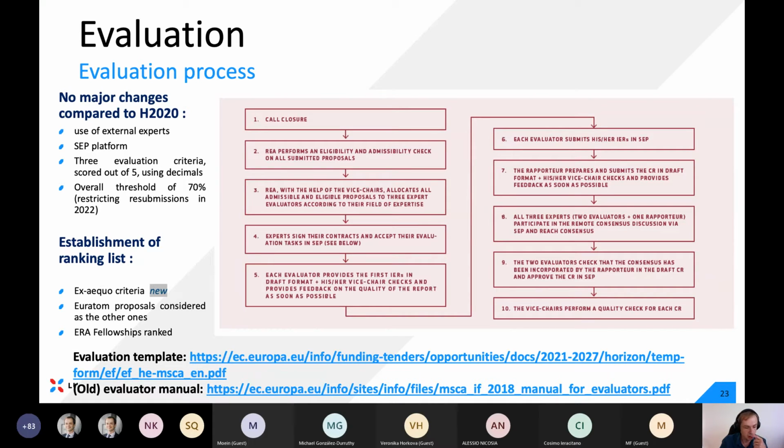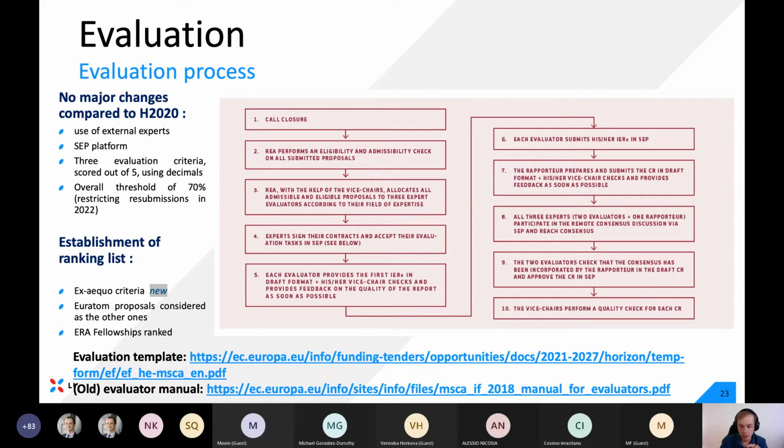I put here the link of the evaluation template. So that's the new document. That's basically an explanation how the proposal is being evaluated. So you can use this to evaluate your own proposal, or you can give it to a colleague or to your supervisor so that they can evaluate your own proposal and give you feedback based on the same criteria that the evaluators will use. So I think that's very useful.